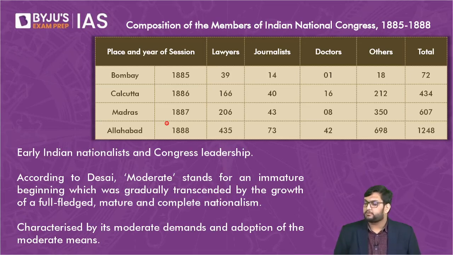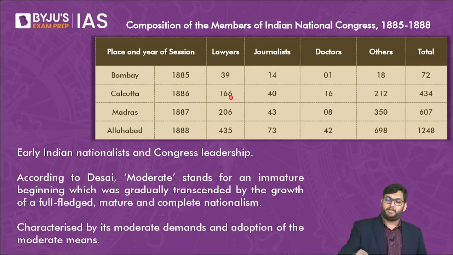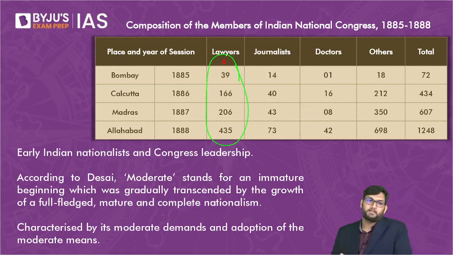Shall we talk about the concept of 1857 being a rude shock, and then how the INC's formation was seen as avoiding another 1857? Lawyers were the single largest group which used to come.